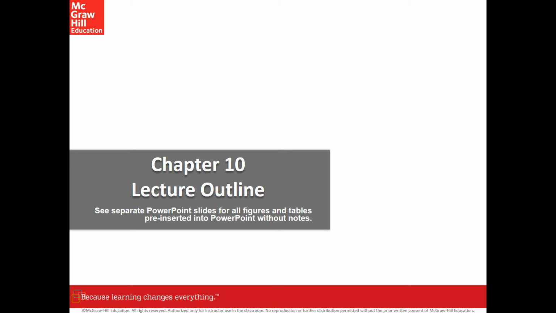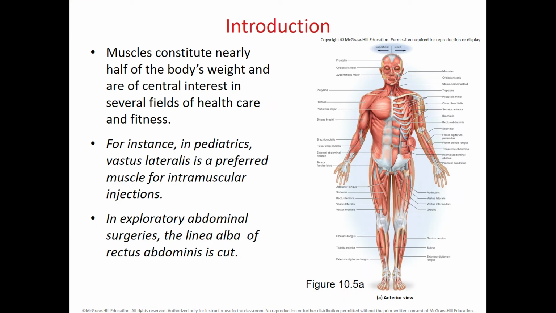Chapter 10, it's about the muscular system. Our muscles constitute nearly half of our body weight, and they are used in several fields of healthcare and fitness. For instance, nurses in pediatrics use the vastus lateralis muscle, which you can see here in the leg, to apply intramuscular injections in children.